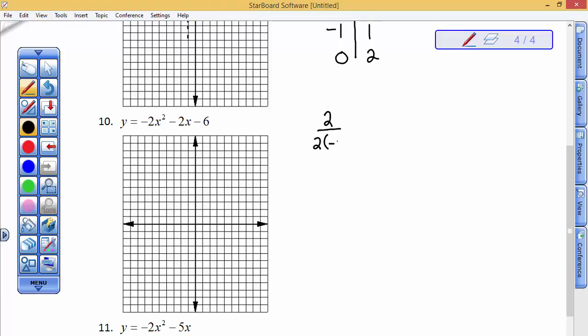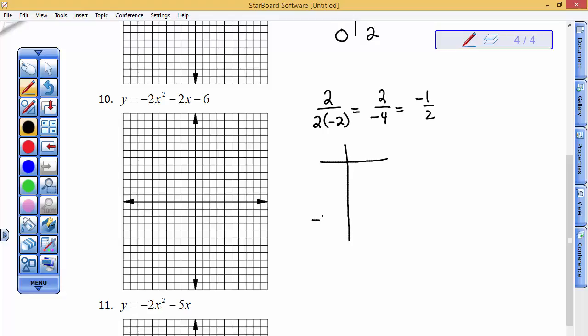The opposite of b would be a positive 2 divided by twice a, 2 times a negative 2. 2 over a negative 4 is a negative 1/2. Let me just tell you that when x is a negative 1/2, and I put it in here everywhere I see x, I get y is a negative 5.5. So I'll go to the left a half and down 5.5 right there. I'm going to look for some symmetry here. So I'm going to let x be 0, and then these will be gone. Y will be a negative 6. So if x is 0 and y is a negative 6, I go right here.